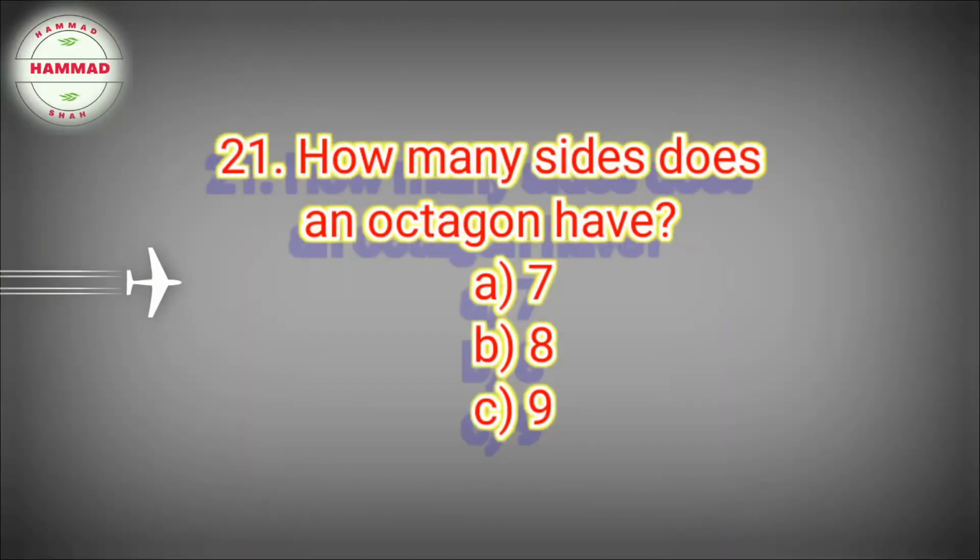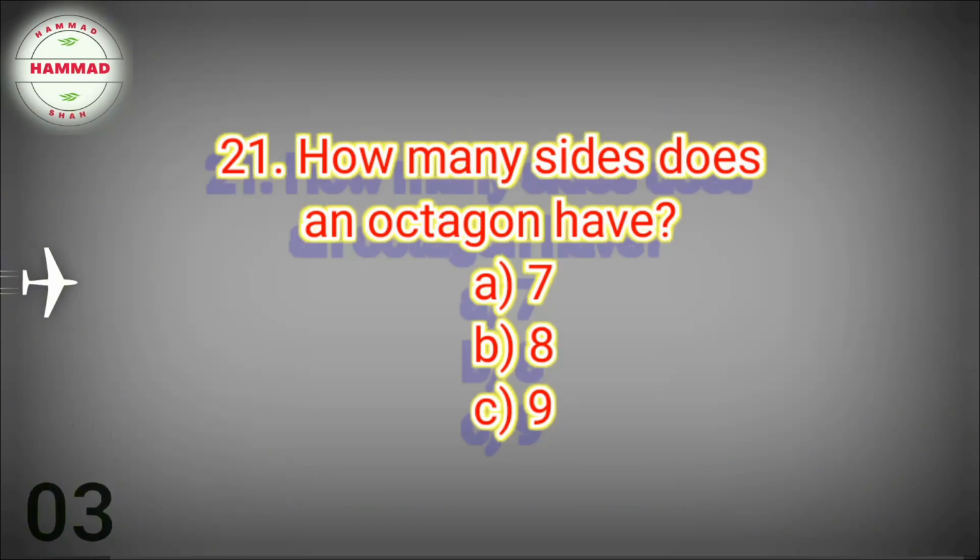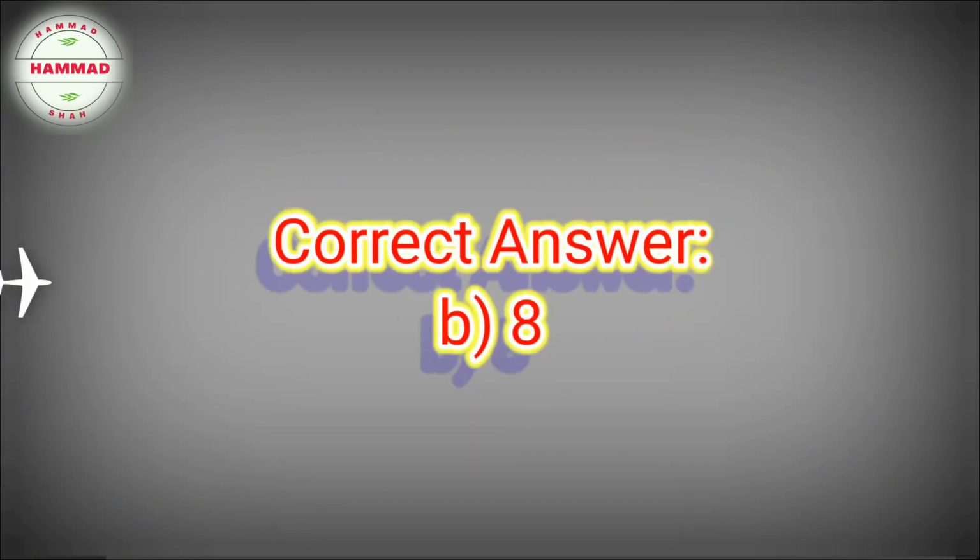This is chapter number 3. Question number 21. How many sides does an octagon have? Option A 7, option B 8, option C 9. The correct answer is option B 8.